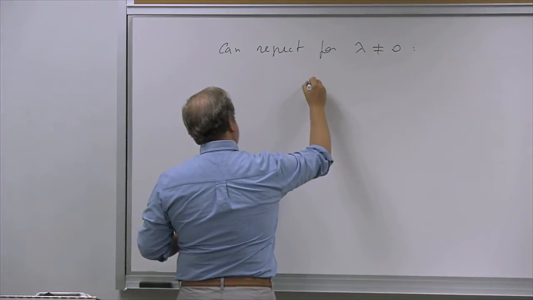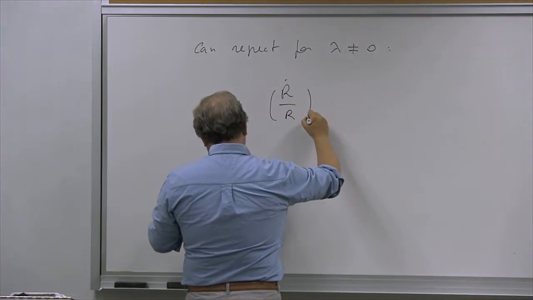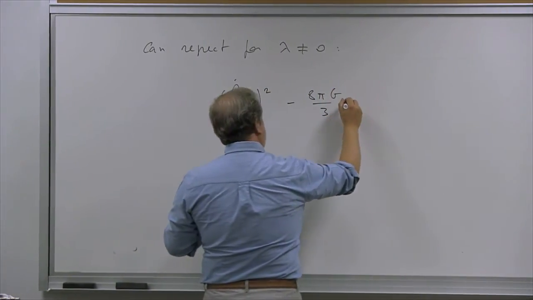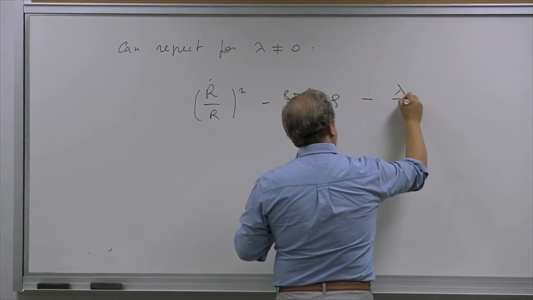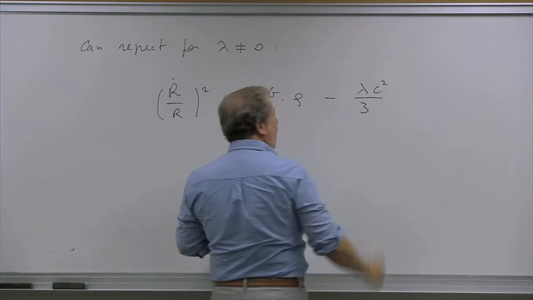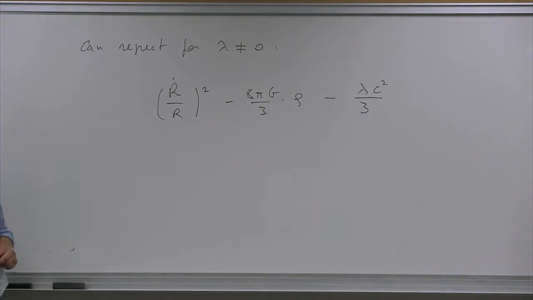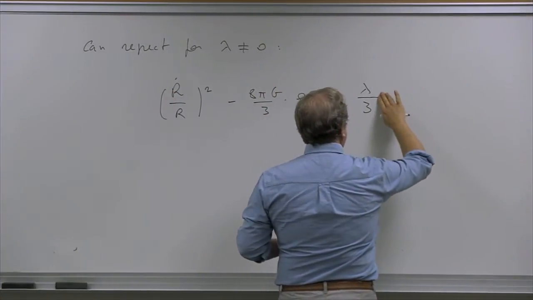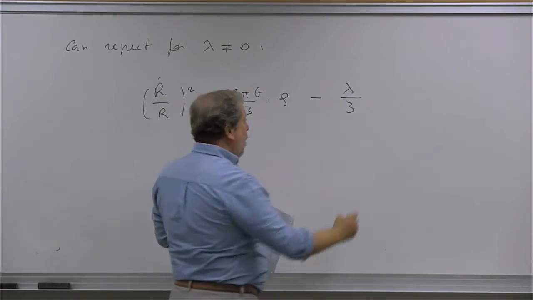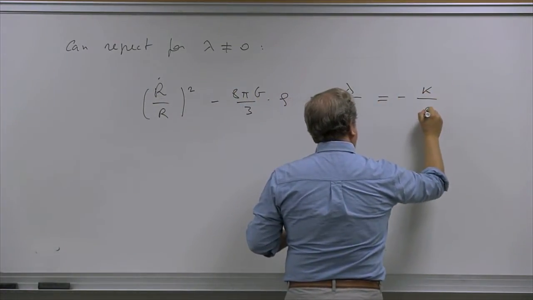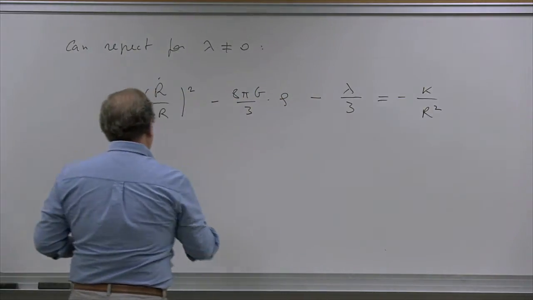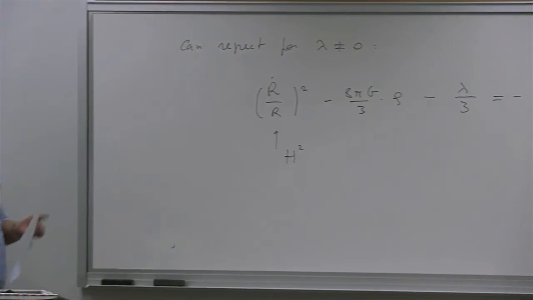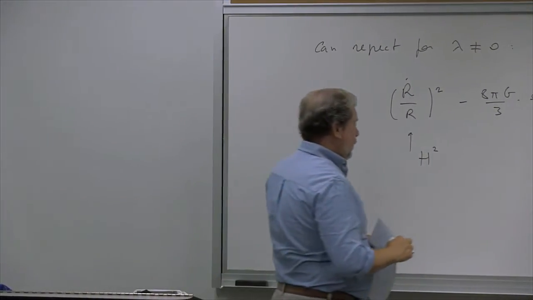And so for lambda different from 0, we have r dot over r from the first field equation squared minus 8 pi g over 3 times rho. And then now we have the new term, which is the lambda over 3. By the way, if you put in the speed of light, there is a lambda c squared term there. And so the lambda term is, in fact, a relativistic correction. Well, we have a system of units where c is 1, so we don't put the c squared, but that's what would belong. And so this is equal to minus k over r squared. And so again, we repeat the same exercise, that this is just equal to h squared, the Hubble constant, which is not a constant, it is a function of t.